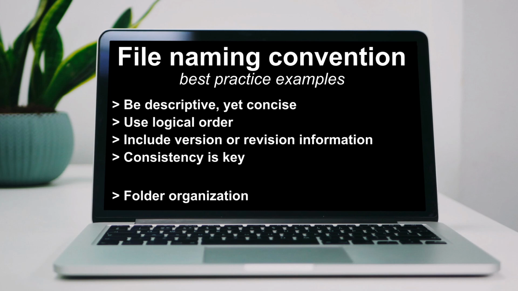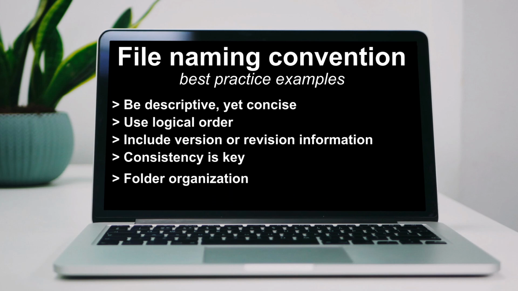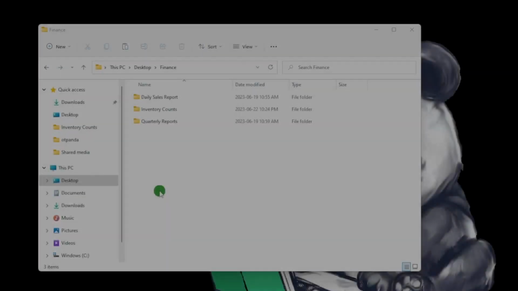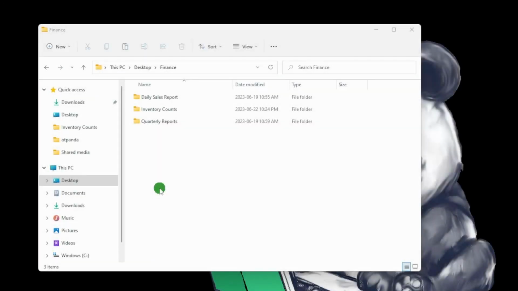Folder organization. A well-organized folder structure is a crucial step of a good naming convention. It helps to provide additional context and makes it easier to navigate through directories. Date formats. When including dates in file names, use a format that maintains a chronological order, such as year, month, day. In practice, a file naming convention can look something like this.